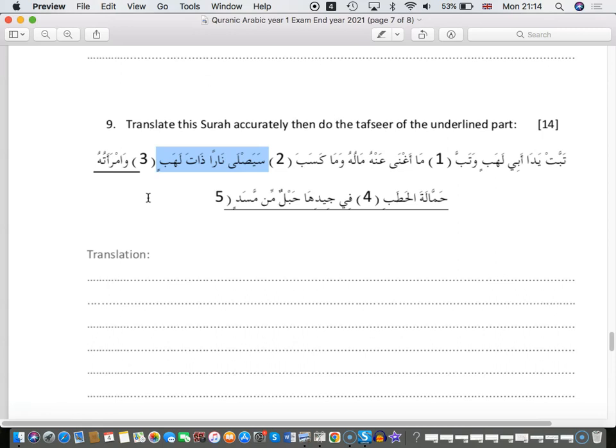Okay, here we go. Alright, number 3. Go on, who can translate this? Very soon he'll be thrown into the fire. Very soon he will be thrust into a blazing fire. Okay, sorry. Next.